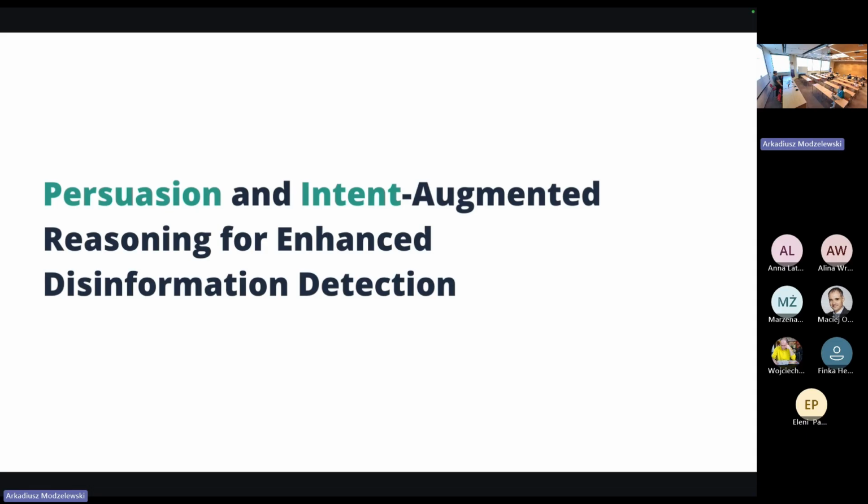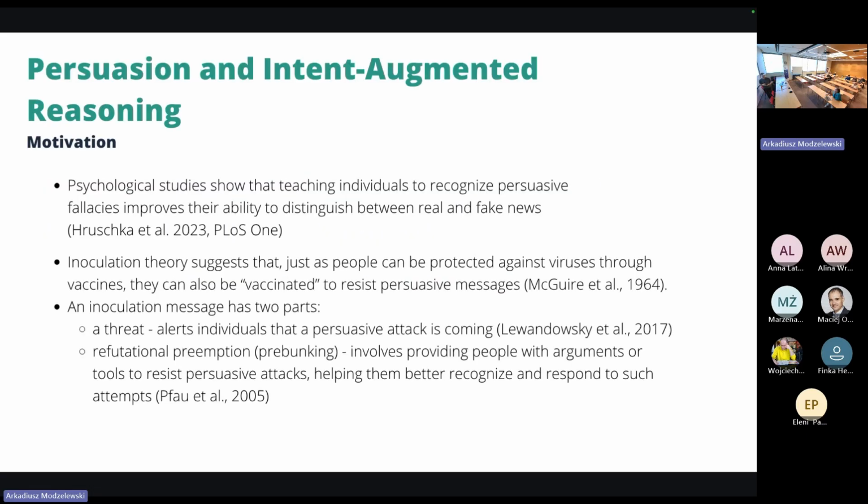Now I would like to start with the next part of my research, which is using persuasion and malicious intent to augment reasoning for enhanced disinformation detection. Why did I actually want to do this research, and what is my motivation? In general, we saw that malicious intent and also persuasion, manipulative techniques, are visible even in a definition: disinformation coexists with these two components.